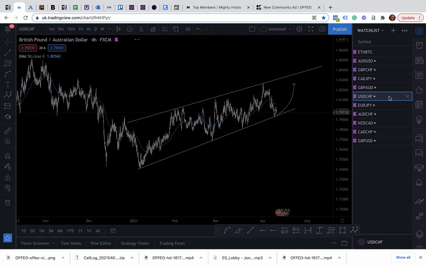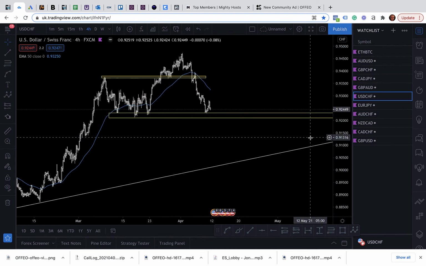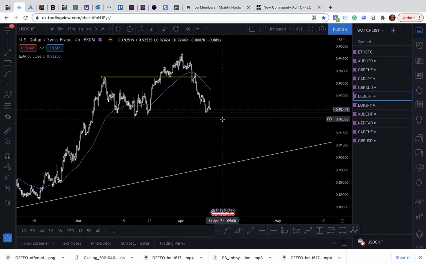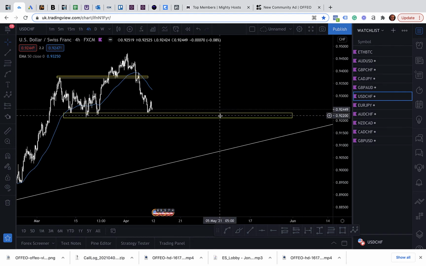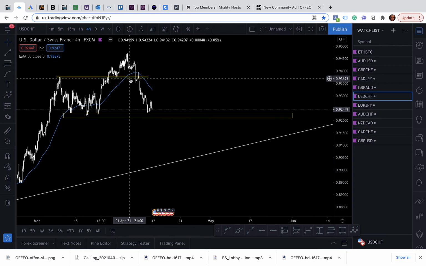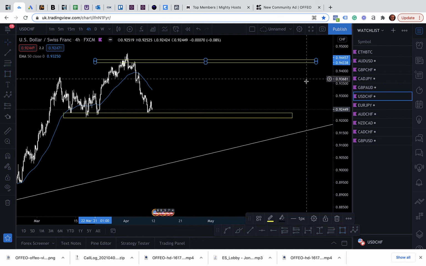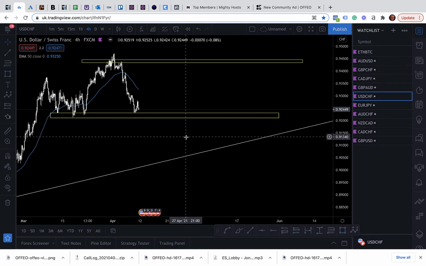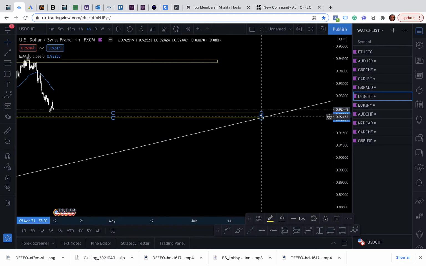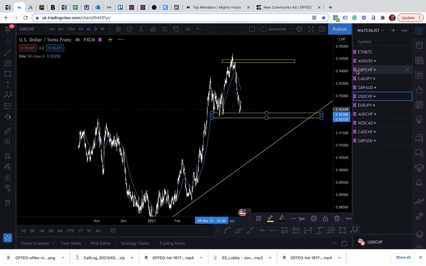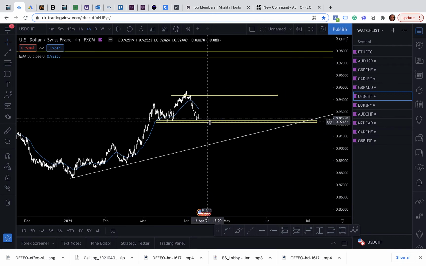So US dollar Swiss. Again, another nice double bottom here. We're just going to be monitoring this level to see if we could get price action to move in a bullish fashion back up to the top of these highs here. Let's see. The top of these highs here. Or do we just consolidate in this zone, this nice support zone that meets the trend line, and then get buyers?